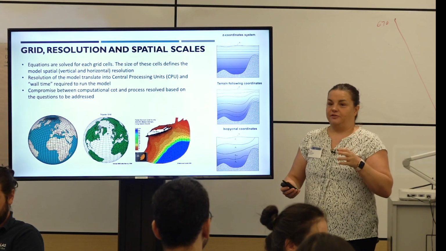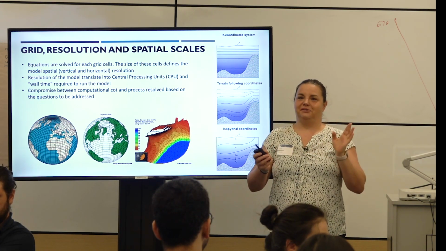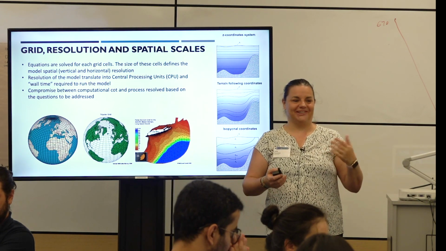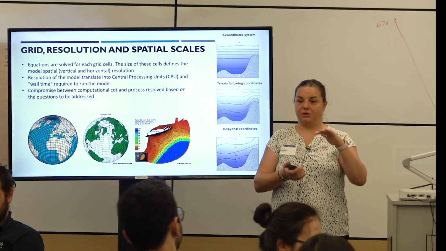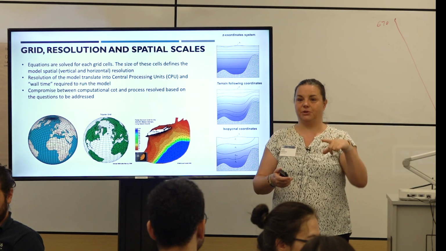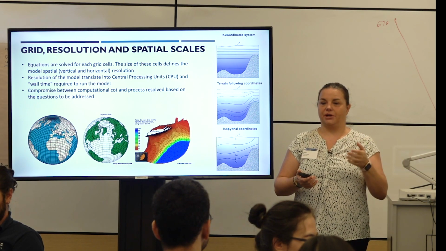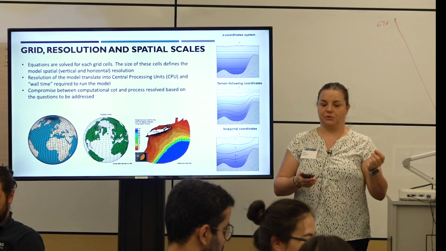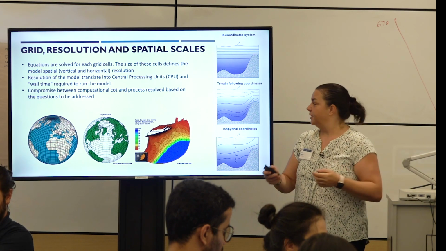Another aspect of models, and this is really just so that you are aware if you ever have a conversation with a modeler of what they are talking about, is that there is a resolution both spatially and temporally. And spatially you have both horizontal and vertical. And depending on which model you use, you are going to have a different type of resolution, which is going to affect the type of output you can get.